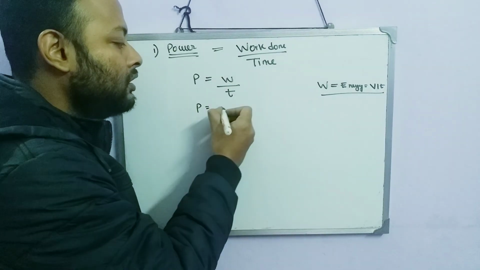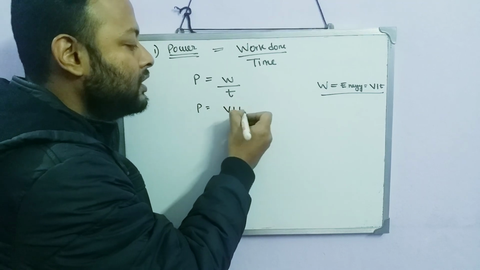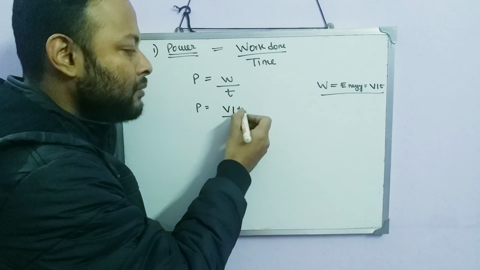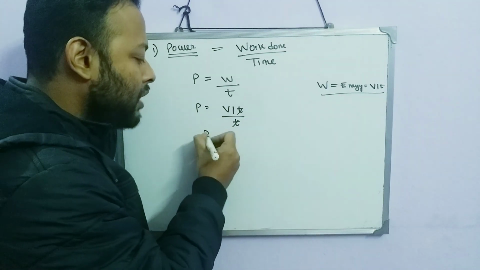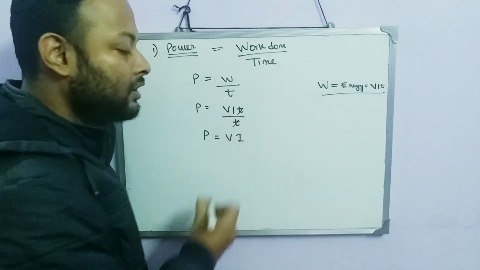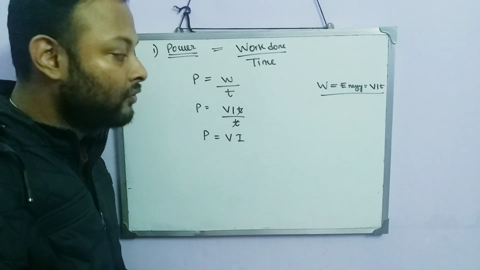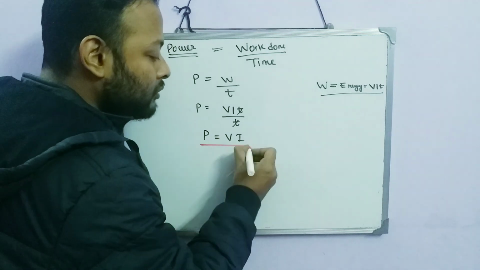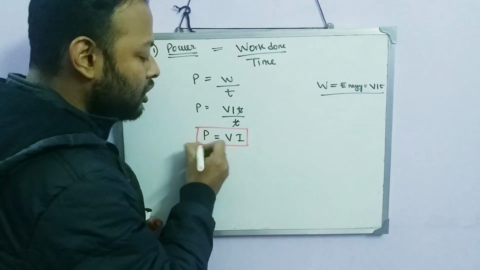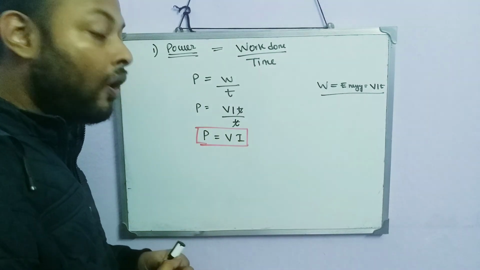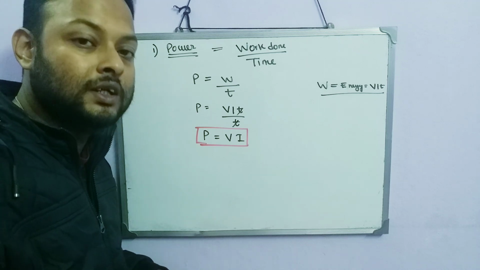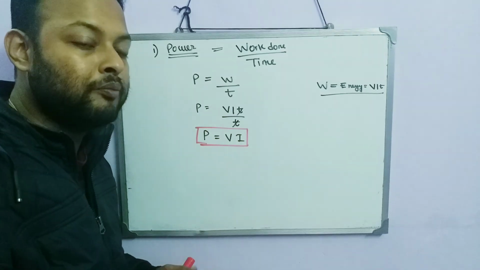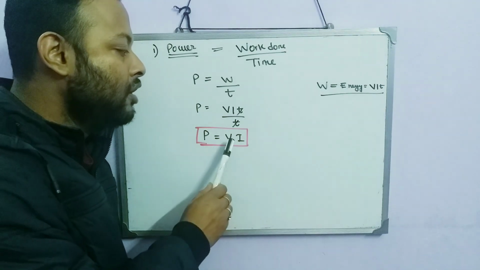So work done is VIT divided by time. Time and time cancel, so power is equal to V into I. Remember, power is equal to voltage into current. You have to remember this formula, because we will use it to solve many numericals. Many of the numericals given in your exercises are solved using this formula only.